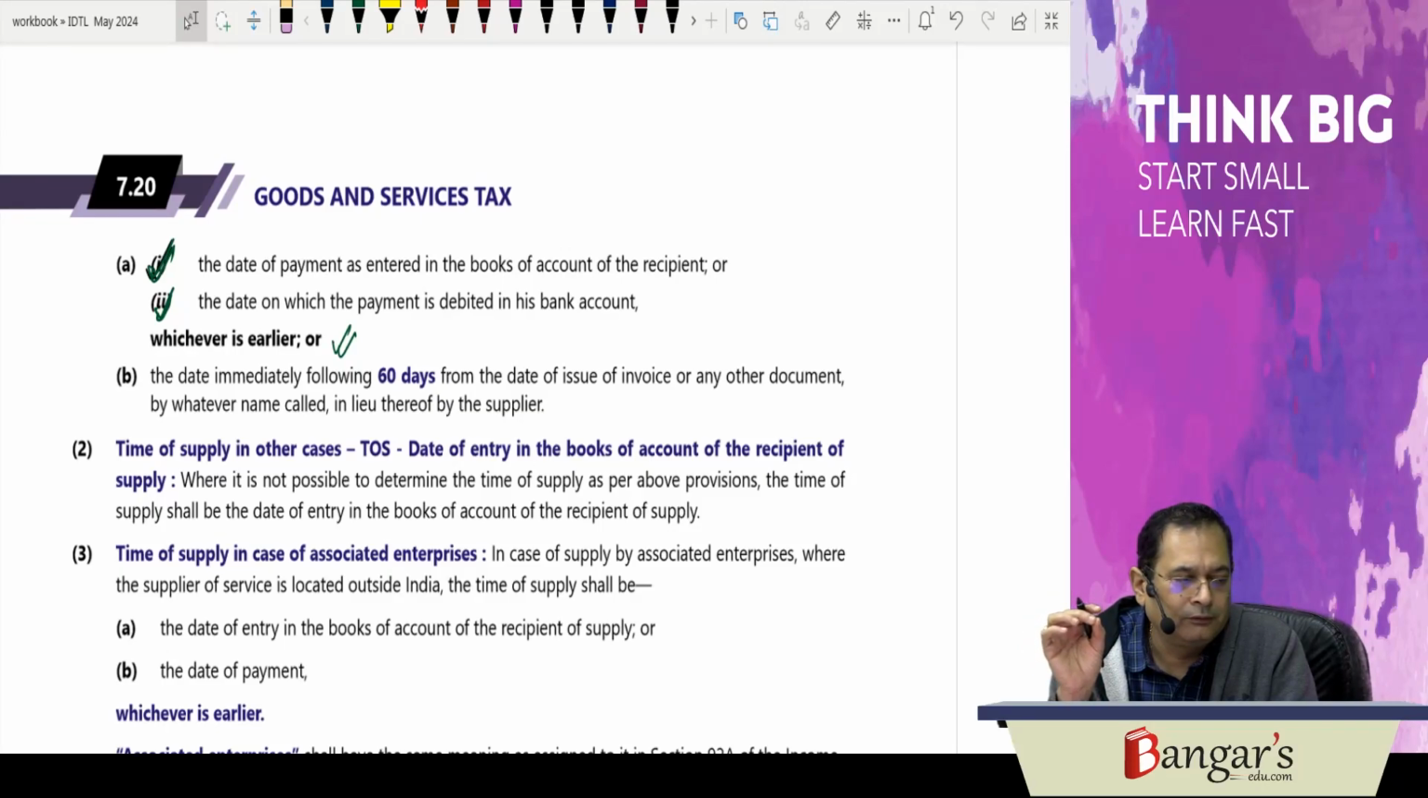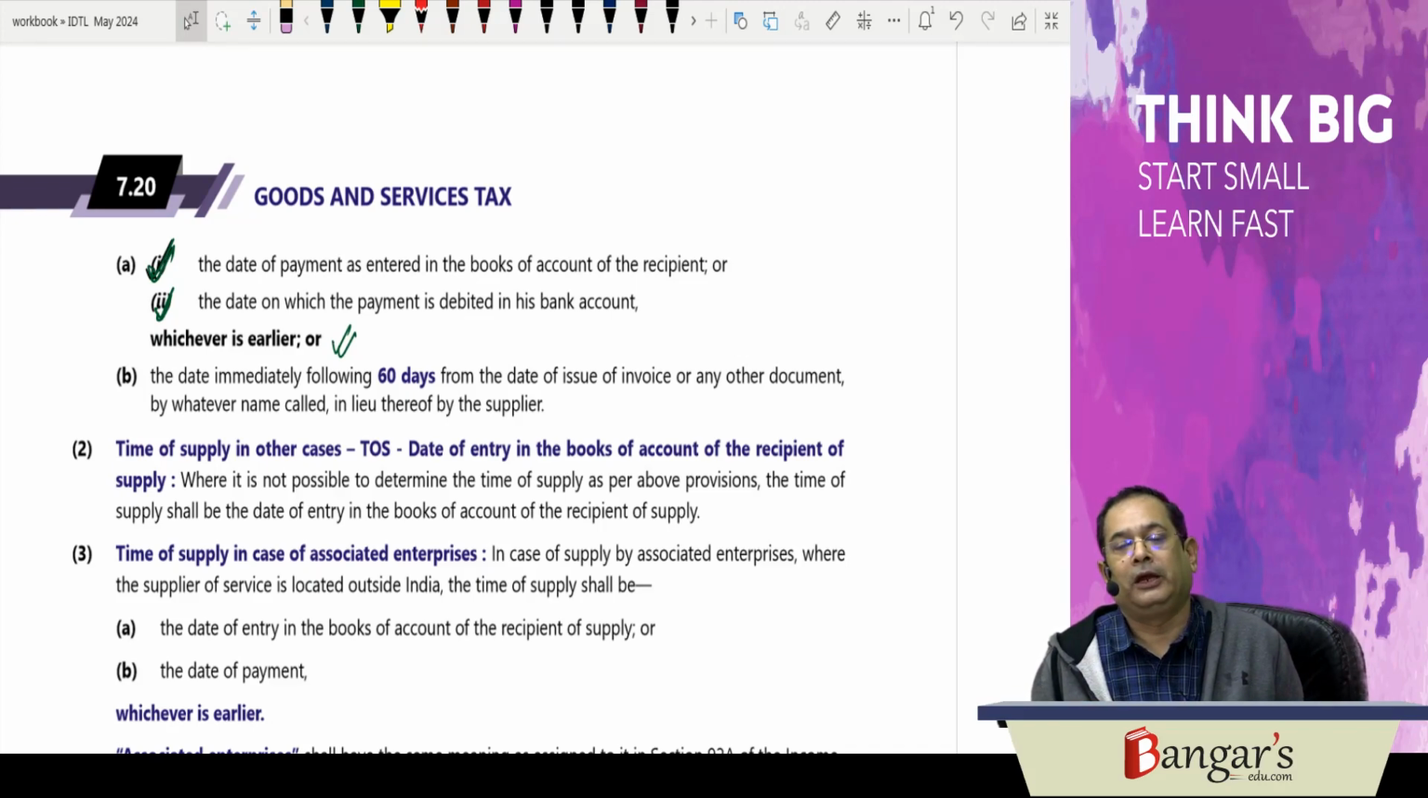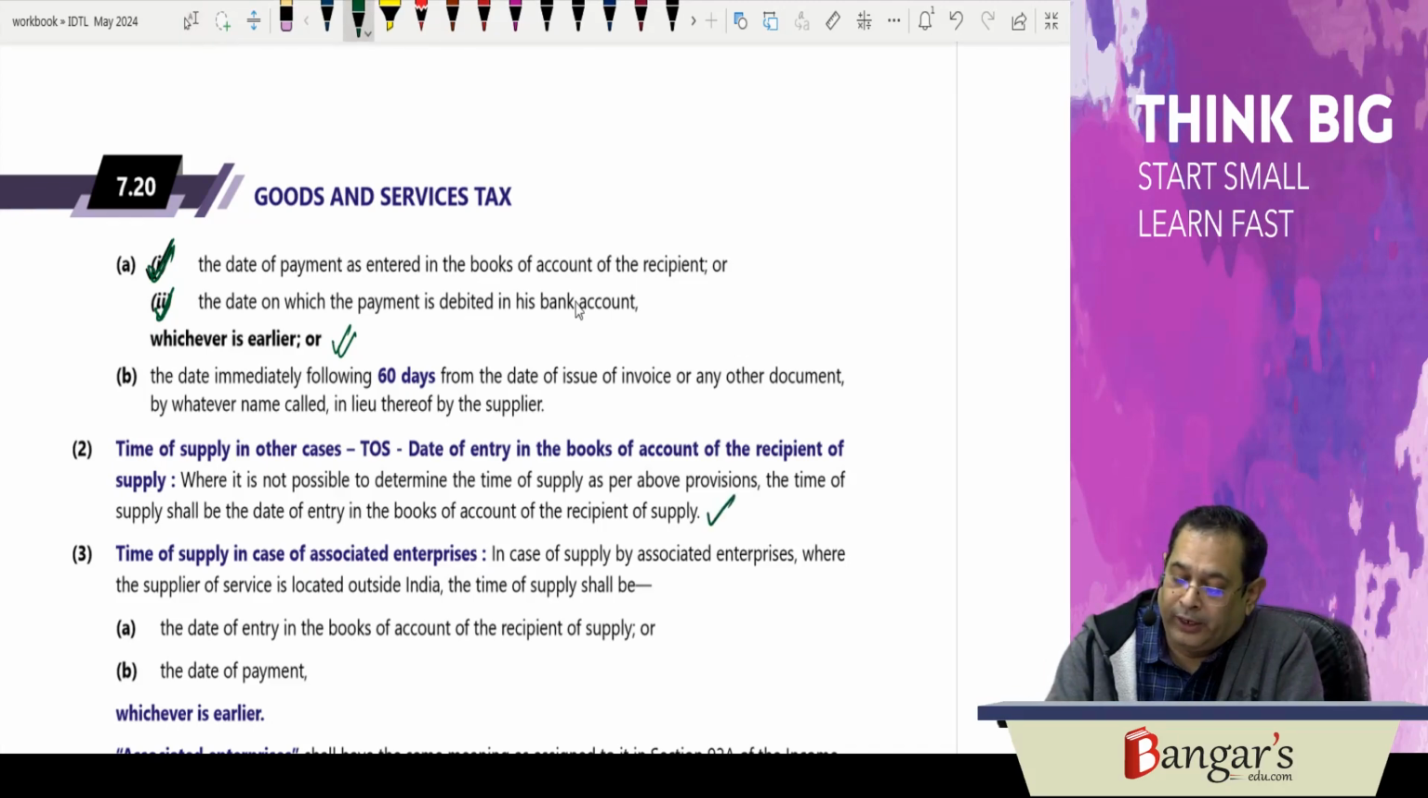Earlier of the same. And in case where it is not possible to determine the time of supply as per the above provisions, then the time of supply shall be the date of entry in the books of accounts of the recipient of supply.